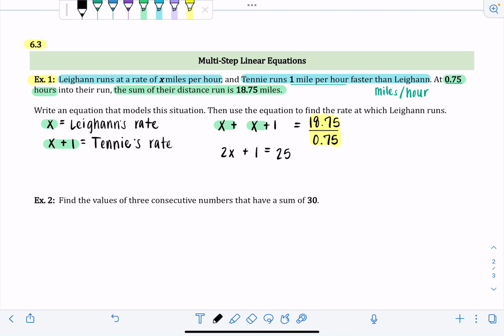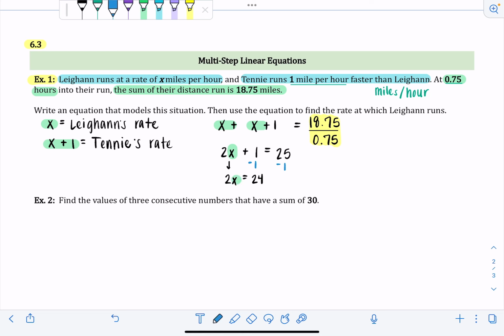So now I have 2x plus 1 equals 25, and I have an equation that I can start to isolate my variable in. I am trying to get that x by itself. I'm going to undo addition or subtraction first. So I'm going to subtract the 1 over, and then I'll bring down my 2x, and then 25 minus 1 is 24, and I'm still trying to get x by itself.